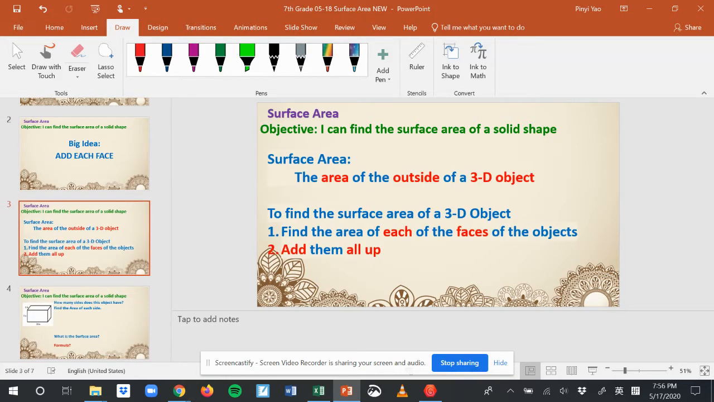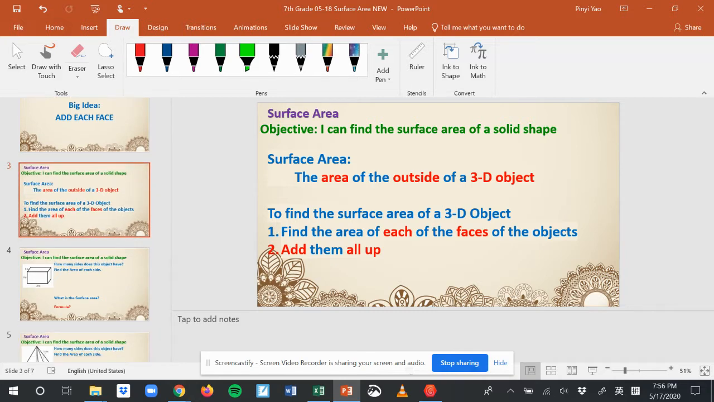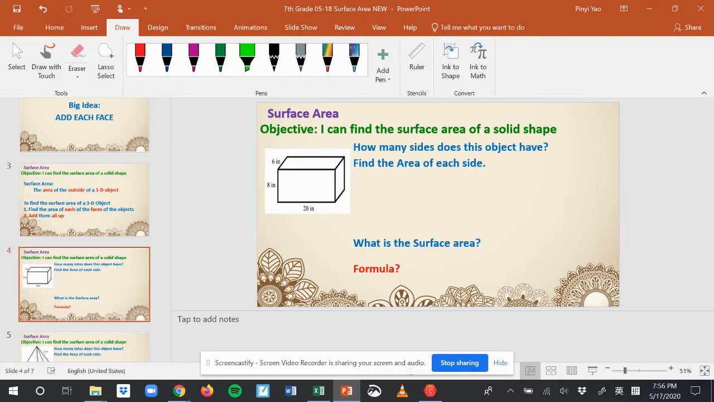Surface area is the area of the outside of a 3D object. So out of all the nets we have learned, basically we're talking about the area of the nets. That's the surface area of a 3D object. In order to find it, we find the area of each of the faces and then add them all up. So now let's look at the first example.